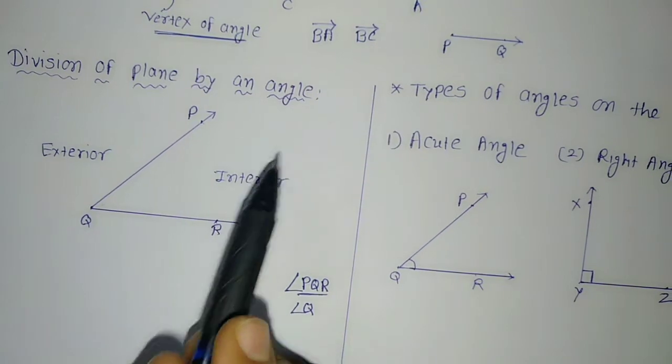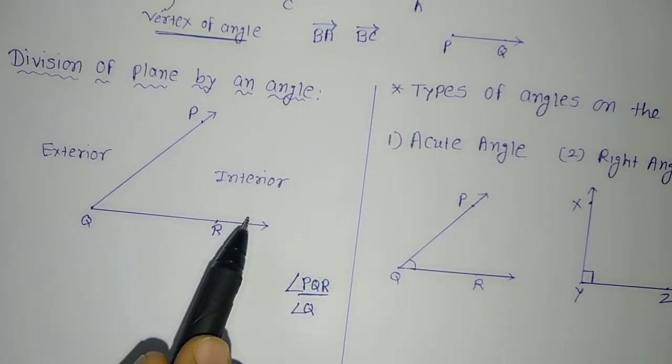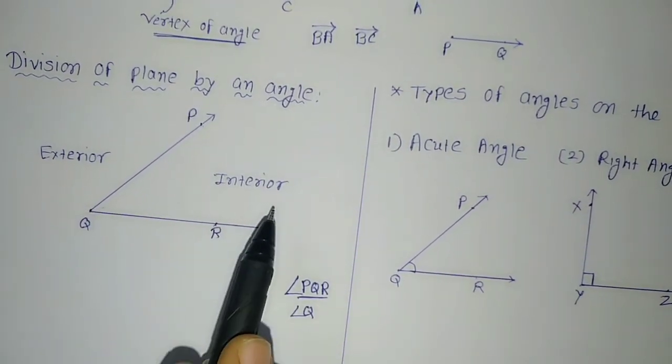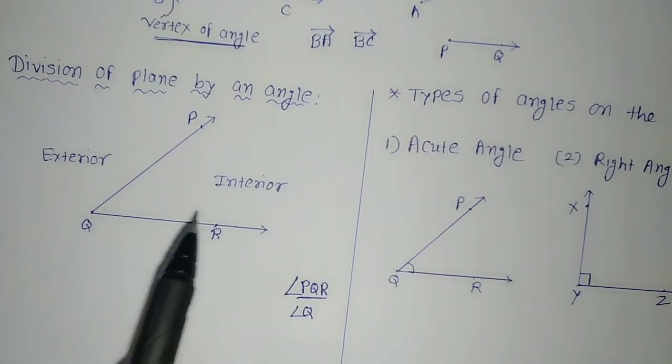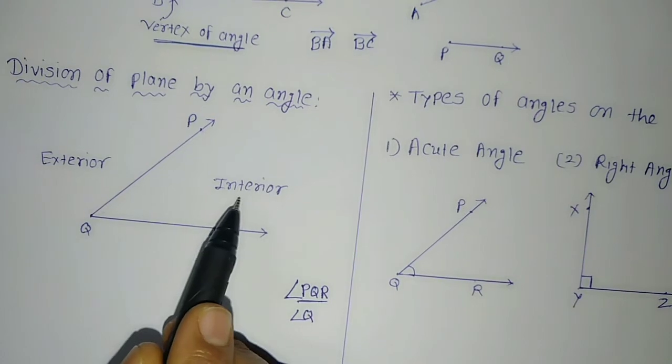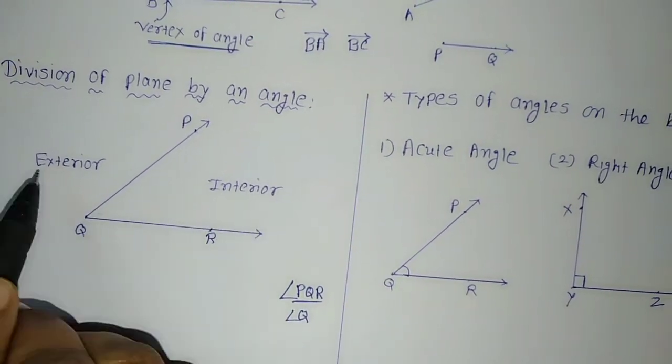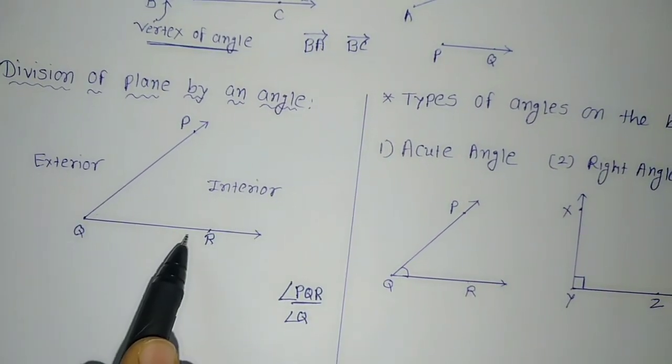Division of the plane by an angle. When we take an angle, we are putting the angle in the plane. It divides the plane into three parts. The three parts are the interior of the angle, the exterior of the angle, and the angle itself.